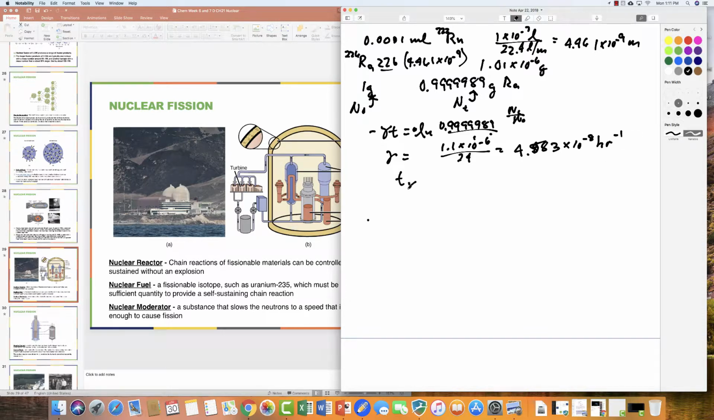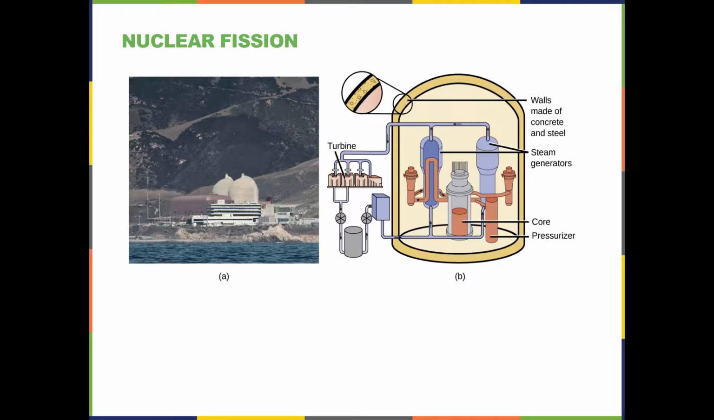So T1 half, which is what was asked, is 0.693 divided by the decay constant times 10 to the minus 8, and that gives us 1.51 times 10 to the minus 7 hours, or 1,725 years. So this is the answer, and we needed to look at the decay constant equations before we could actually do this problem. Now let's move on and continue to talk about nuclear fission and nuclear reactors.